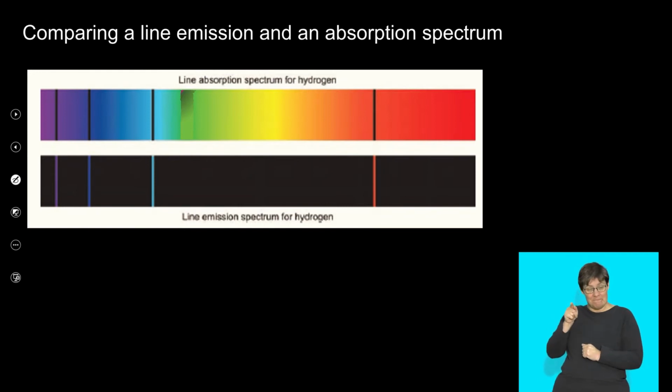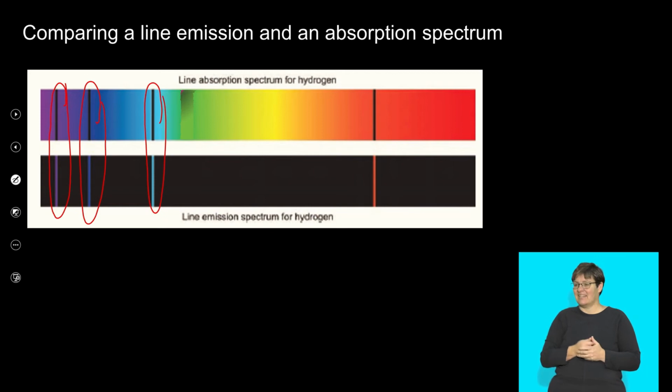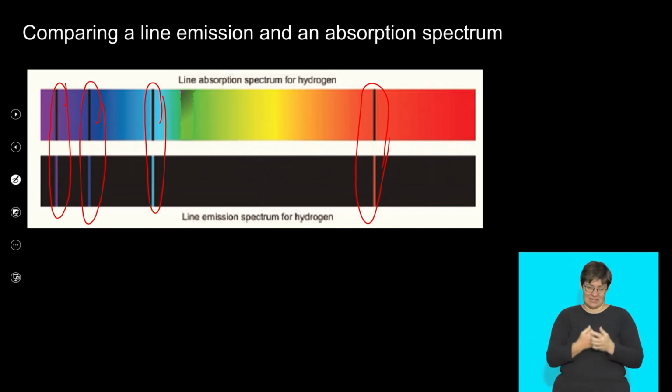So that is the line absorption spectrum and the line emission spectrum for hydrogen. Watch. The black line for the absorption is the same place as the purple line for the emission. This black line is the same place as that dark blue one. Same as the light blue. Same as that orangey red. They are the inverse of each other.